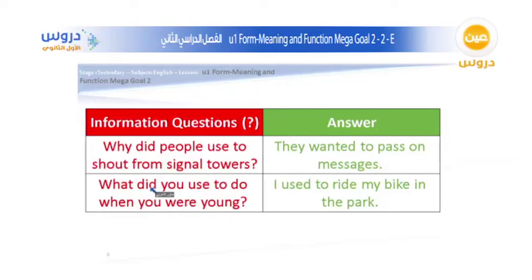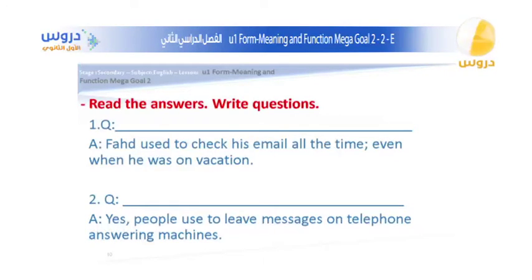The same goes for the second question, which is, what did you used to do when you were young? So actually we changed it into the past. And with the answer, of course, we use the simple past form. As you can see here, they wanted to pass on messages, and I used to ride my bike in the park. So here is what we can change in the used to information question. So now we have a task. Read the answers and write a question.